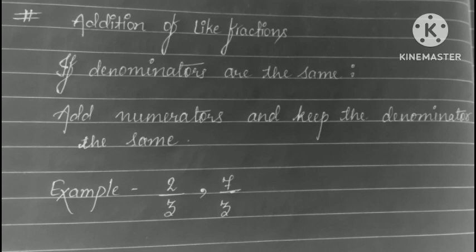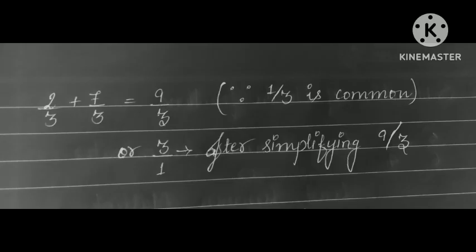Meaning if 2 by 3 and 7 by 3 are two like fractions, you have to add the numerators while taking out the common denominator. That is 2 by 3 plus 7 by 3 is equal to 9 by 3. We have added 2 and 7 and taken 1 by 3 common. So 9 multiplied by 1 by 3 is equal to 9 by 3, or you can simplify it to 3 by 1, or 3.